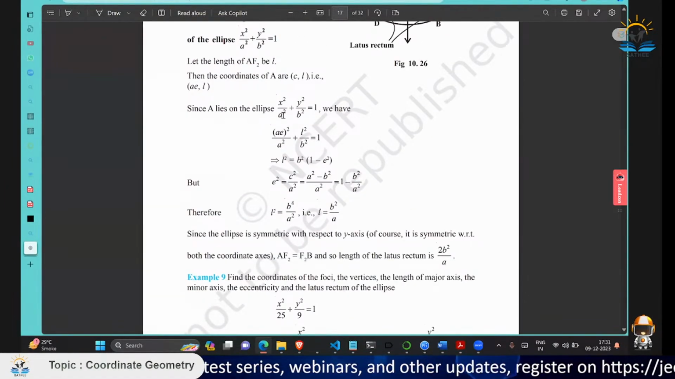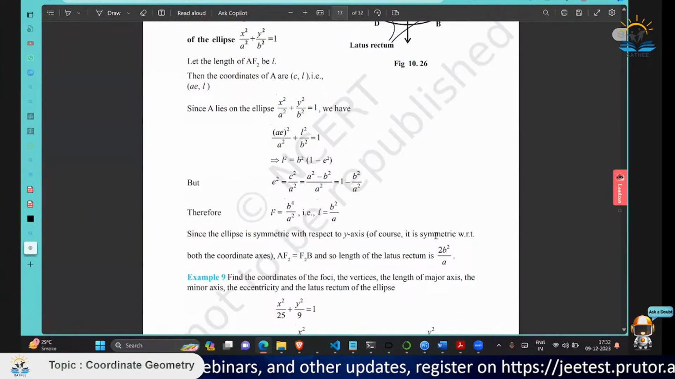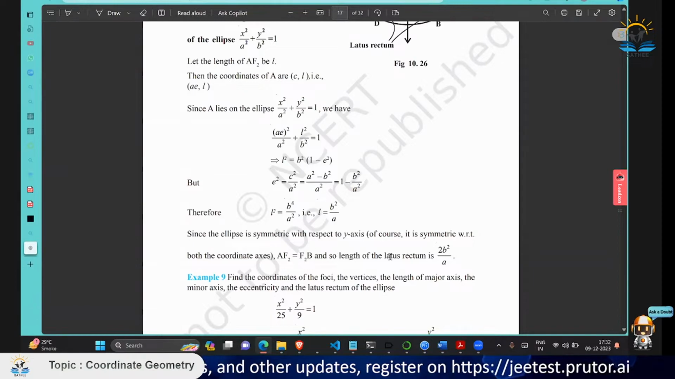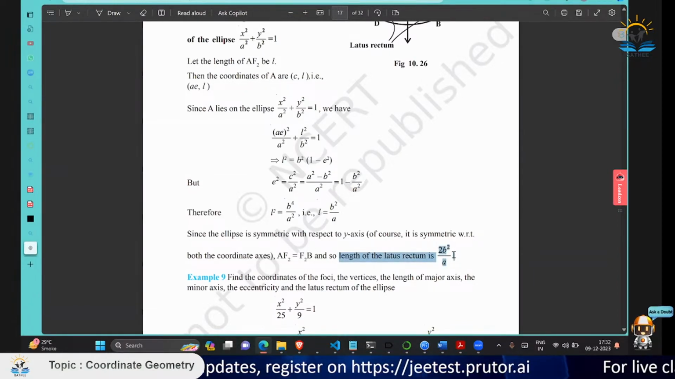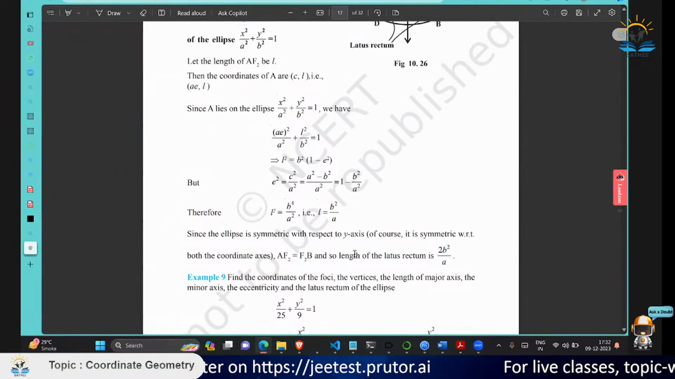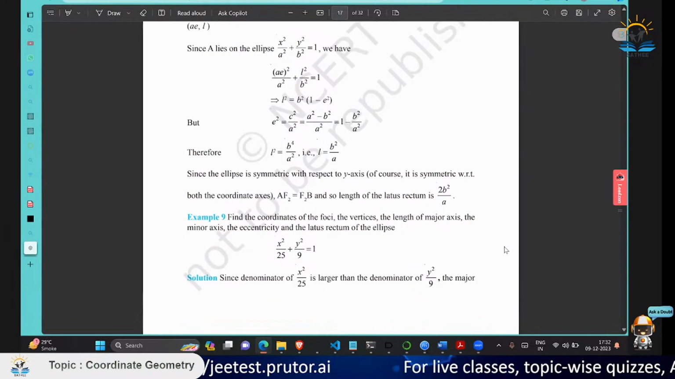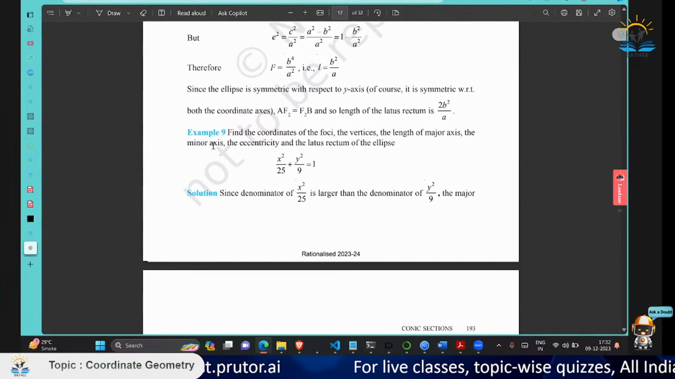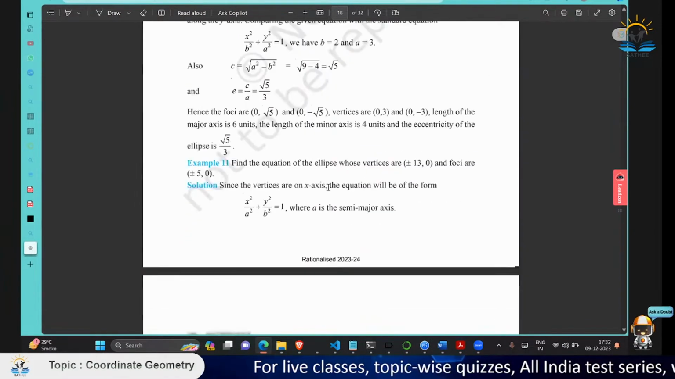If you solve this equation, or even if you do not, just remember that the length of the latus rectum is nothing but 2b square upon a. Please remember this because this is very, very important. So the length of the latus rectum is 2b square upon a. Now again you can find all those other things by using the equation.